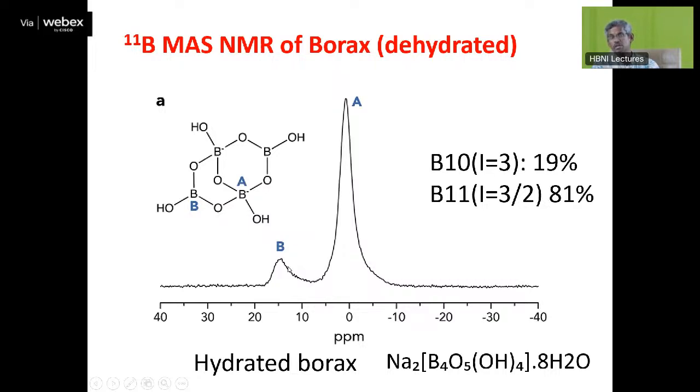Another aspect is why the trigonal boron is coming around 15 ppm and BO4 is coming around 0 ppm. Because in 3-coordinated boron, what happens? We have only 3 oxygens.